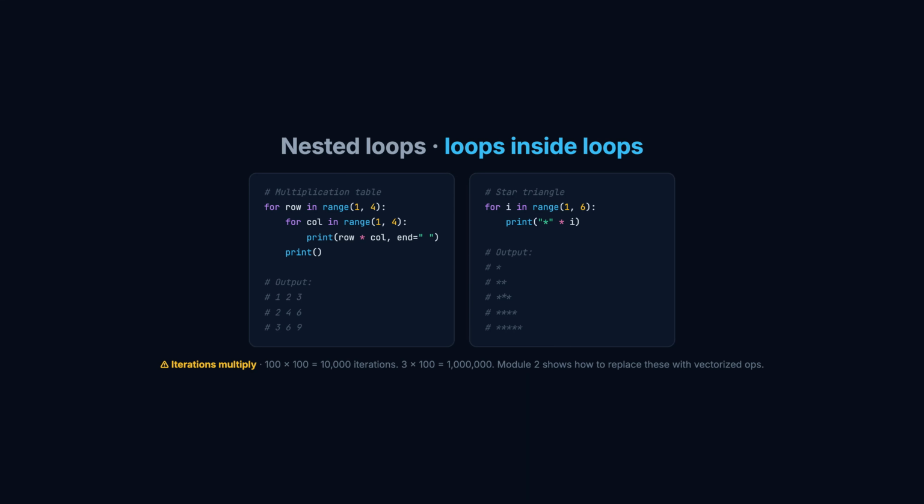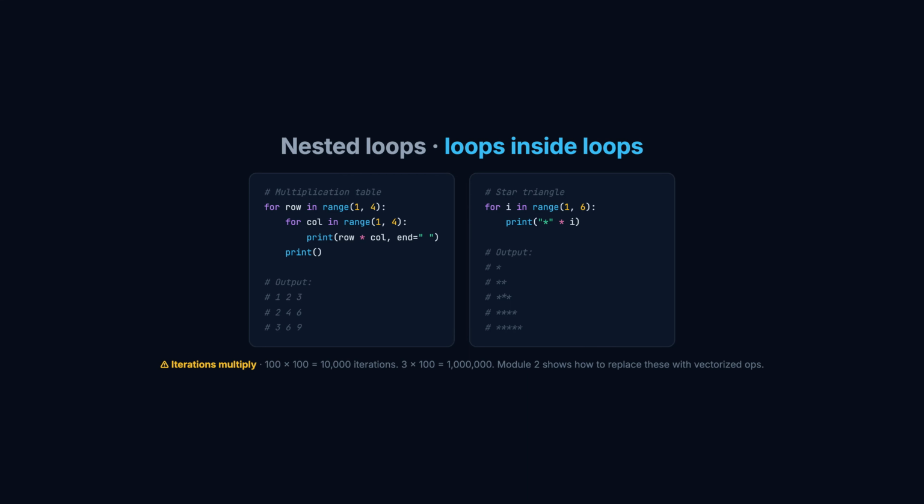Row becomes 2. Inner col starts over from 1. Print 2, print 4, print 6. And again with row equals 3. Print 3, print 6, print 9. 3 rows, 3 columns each. 9 multiplications total. The output reads like an actual table.